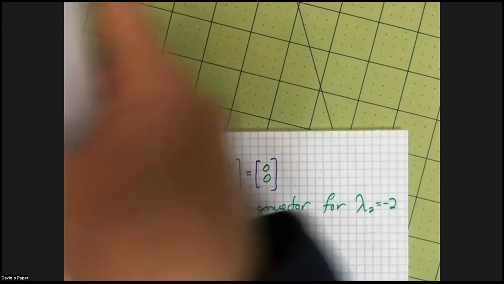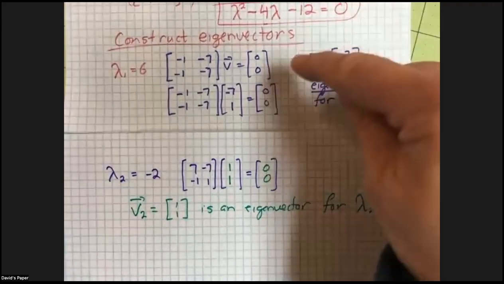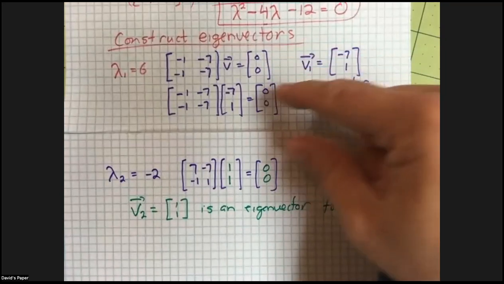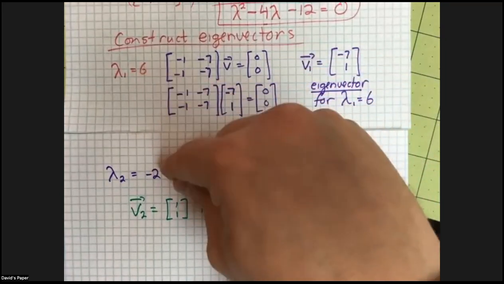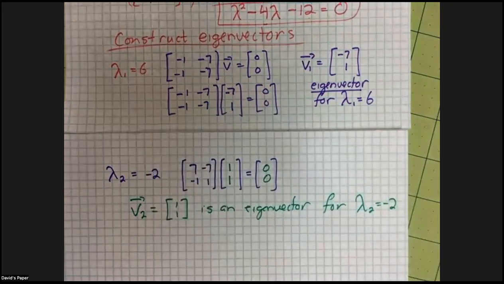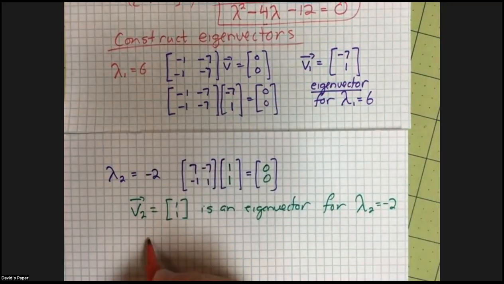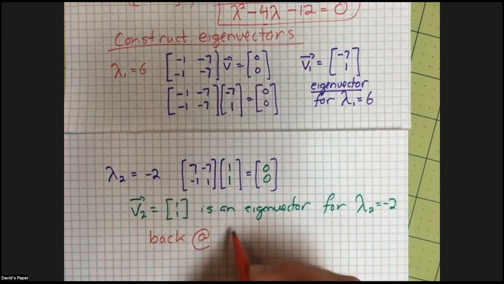Okay, now I've got my two eigenvectors. I've got my two eigenvalues, and we're going to take a break, and then I'm going to show you or remind you what we did with them. And then we're going to be totally on our way, because if you know how to construct eigenvalues and eigenvectors, you know how to solve any linear system. So let's check this out.